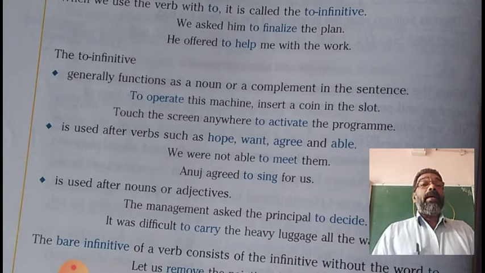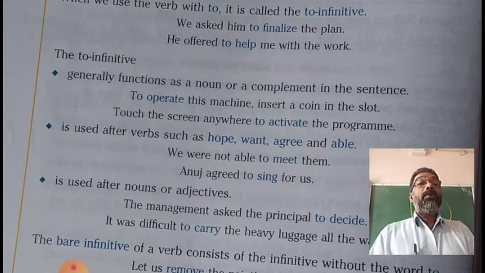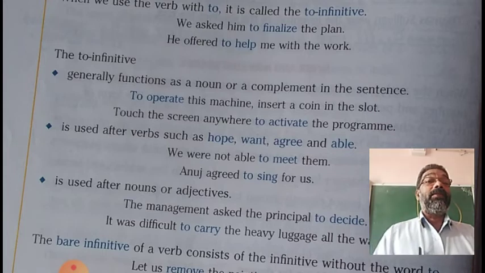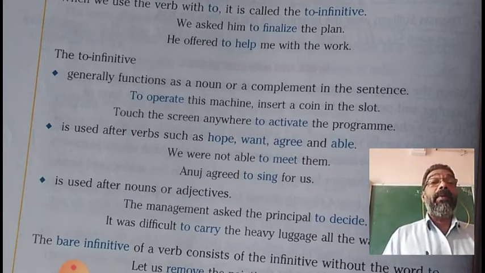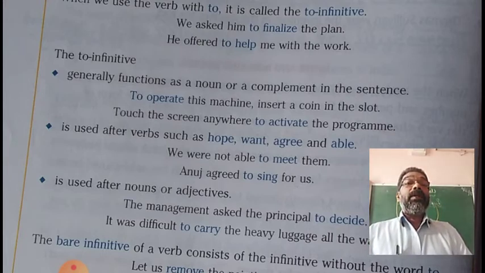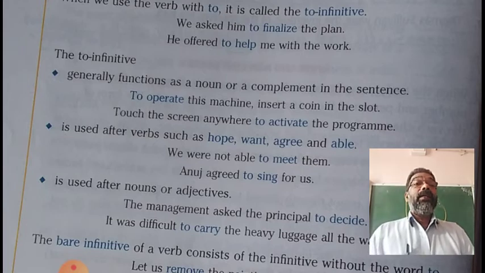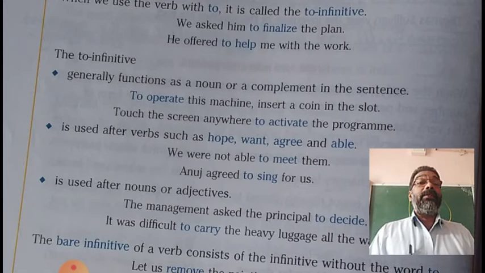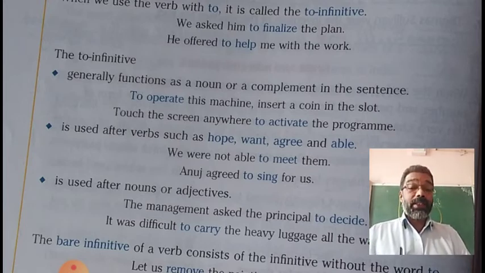We are not able. See, able itself is a verb. We are not able to meet him. "To meet him" is used after the verb able. Now, Anuj agreed. Then after "Anuj agreed", one infinitive is used: to sing. Anuj agreed to sing for us.